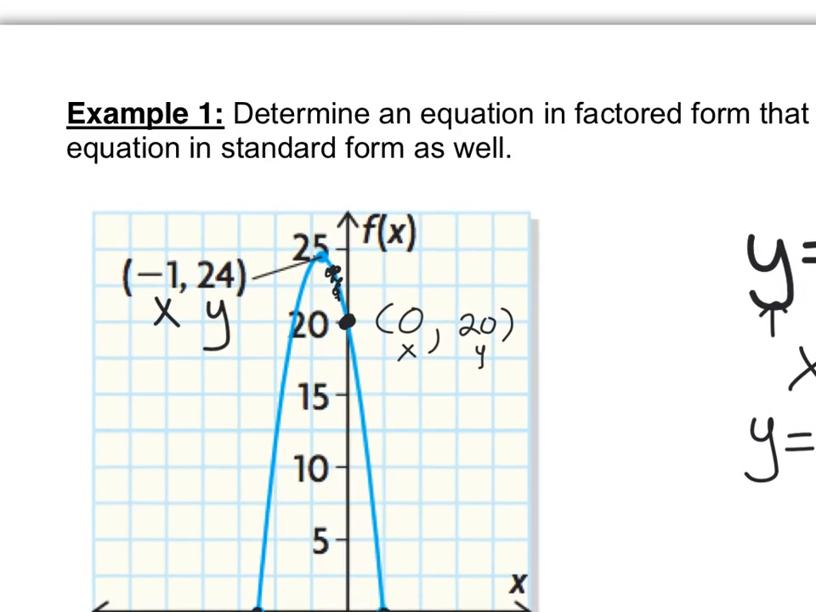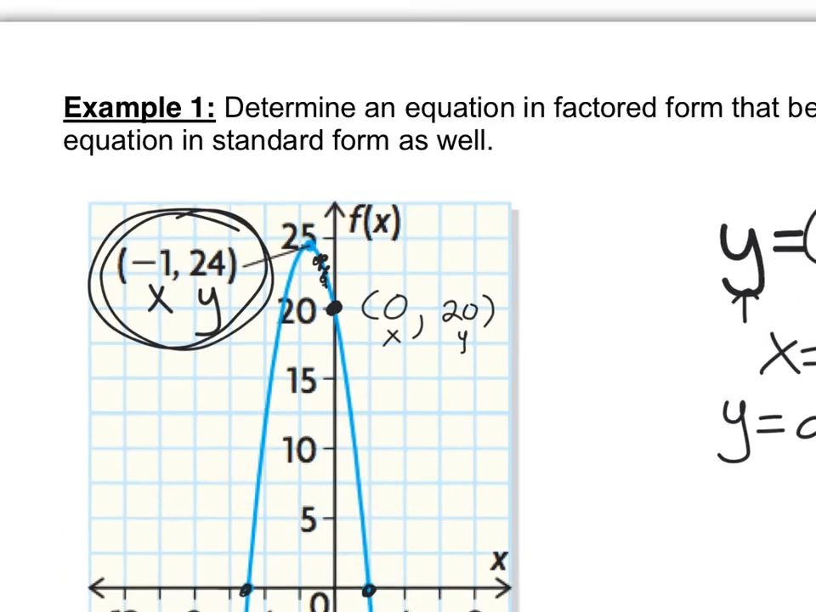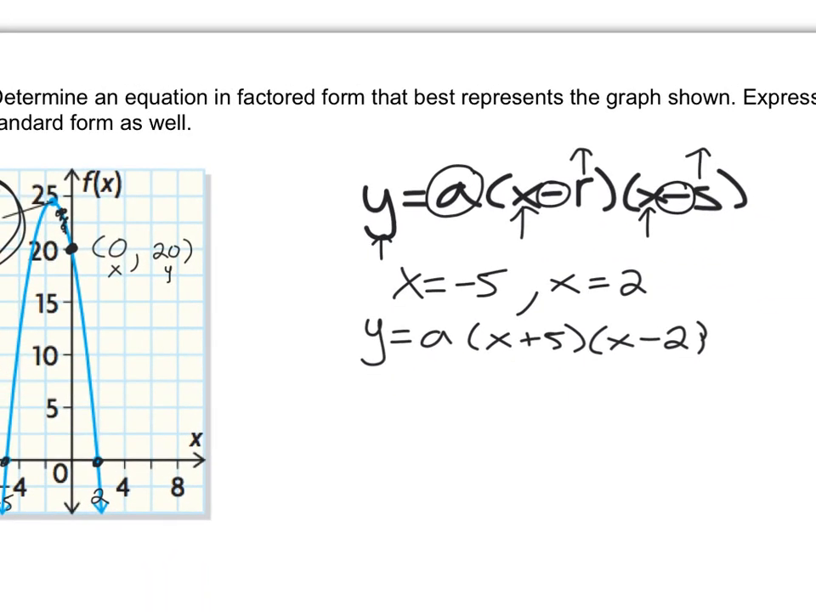So if on the test I don't give you the point as nicely as this example is doing, you'll have to find a point that is readable on the graph that you can substitute into the equation to be able to solve for that a value. So right now you can use (0, 20) or (-1, 24). I'm going to use that (0, 20) just because I solved for that point, so I feel pretty good about it. So y is 20, a I'm solving for, x is 0.